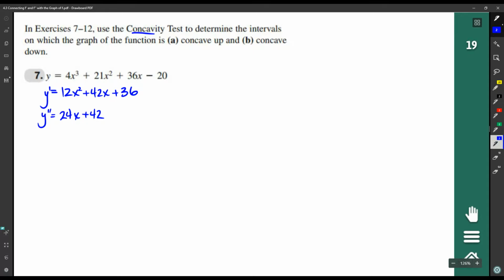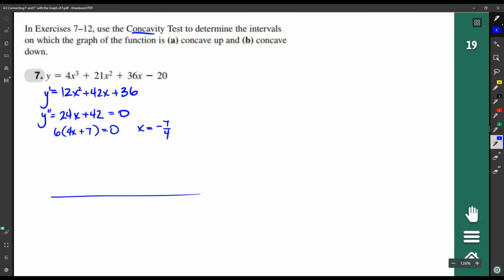Is there anywhere that this second derivative is equal to 0? I check that because that would be a potential place for the second derivative to change sign from positive to negative or negative to positive. I can factor out a 6 from this expression, leaving me with 4x plus 7 equals 0, and that means a second derivative critical number would be negative 7/4.